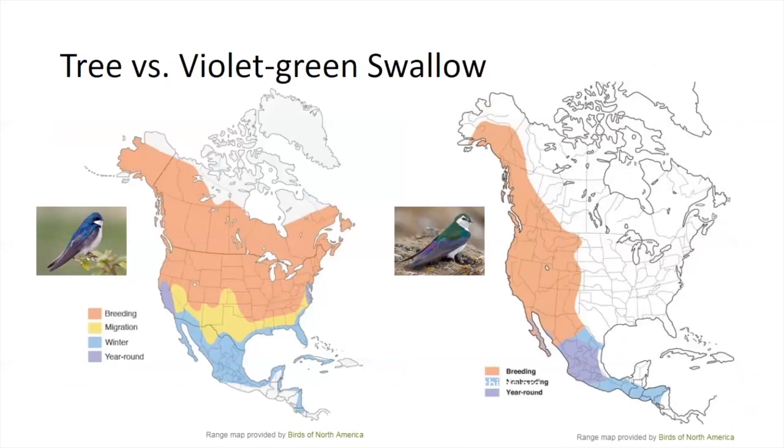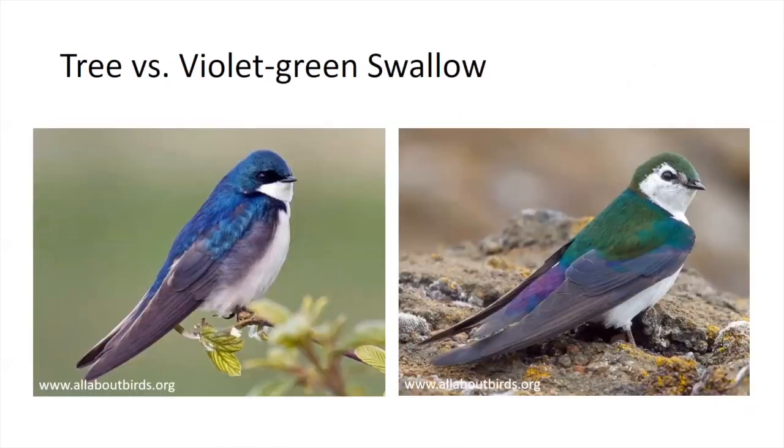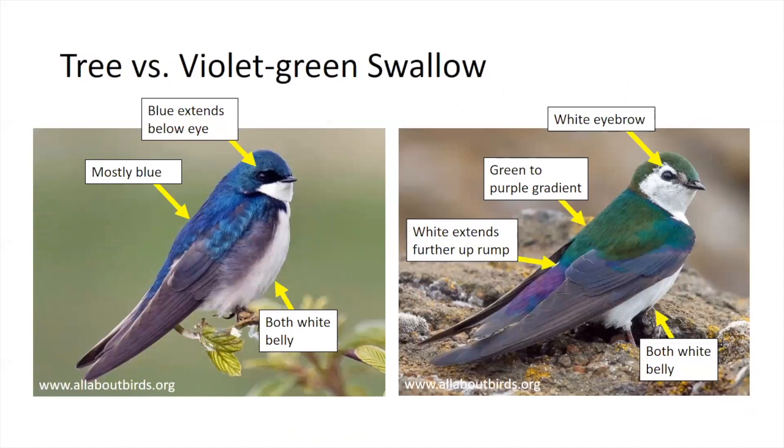So if you're in the portion of the country where these two species overlap, a good way to identify them from each other, if you get a good look, is if the white extends up above the eye onto the eyebrow, then it's a violet green. The tree swallow's blue extends below the eye. There's also, on the violet green, like the name implies, a fade from violet to green. But if you're looking up at active foraging swallows, it can be pretty difficult to see that color gradient. So if you look for its rump, the white extends further up on the violet green swallow, and the song is a good way to tell them apart as well.